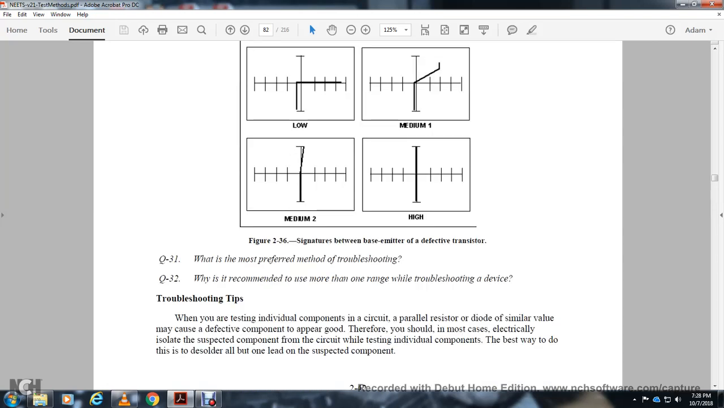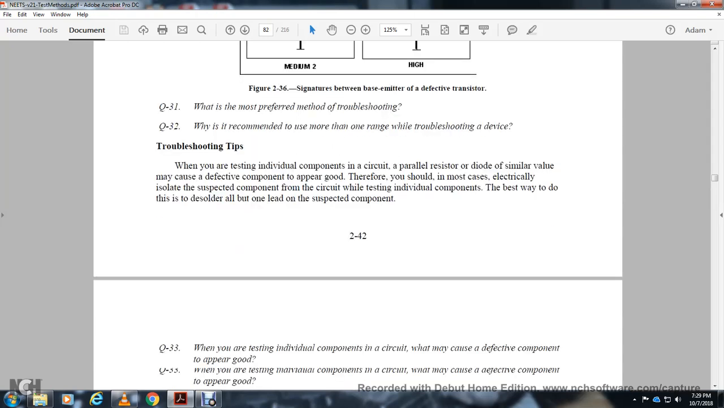Troubleshooting steps when testing individual components in a circuit: parallel resistors, diodes, and similar values may cover the defective component, making it appear good. Therefore, in some cases, electrically isolate the suspected component from the circuit being tested. The best way to do this is to desolder all but one suspected component.